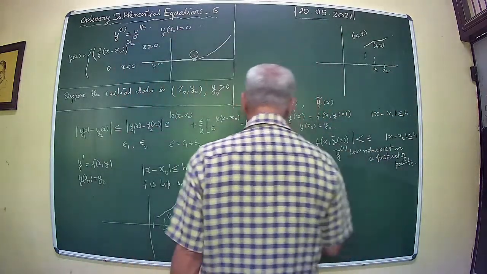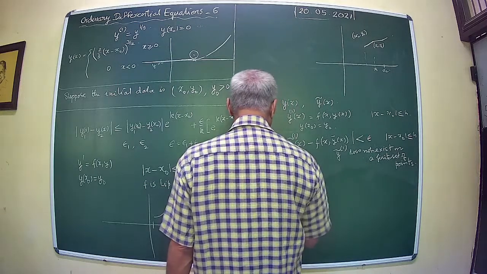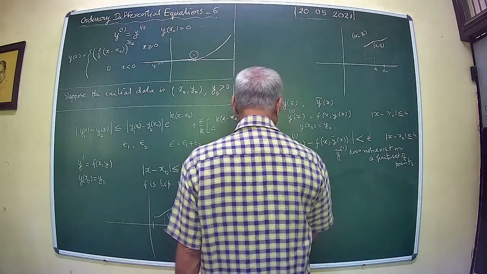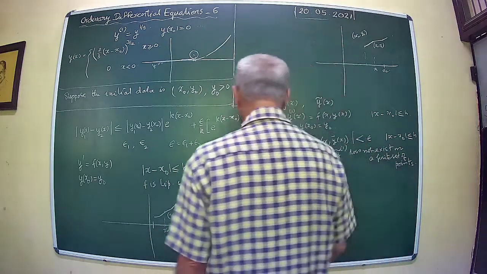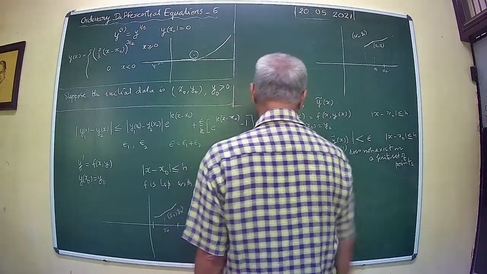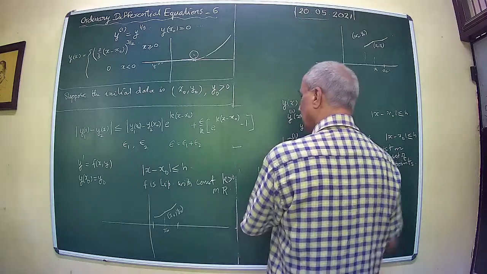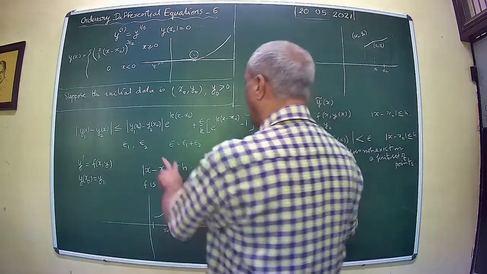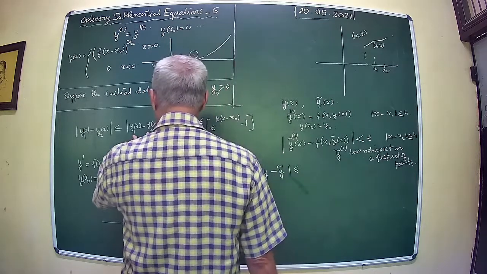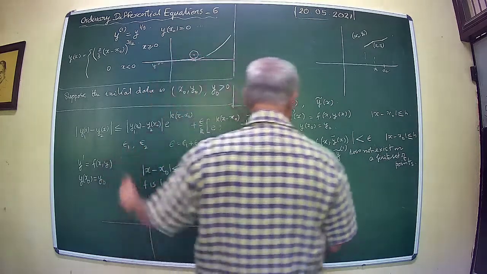Now apply this result. What do you have? Take this one, y minus y tilde. Estimate this. This is less than or equal to. Now you see both y and y tilde are assumed to satisfy the same condition. Therefore what do you get? It's 0.